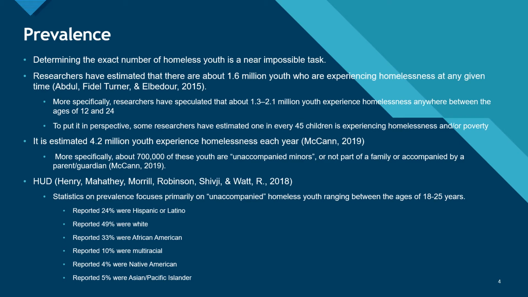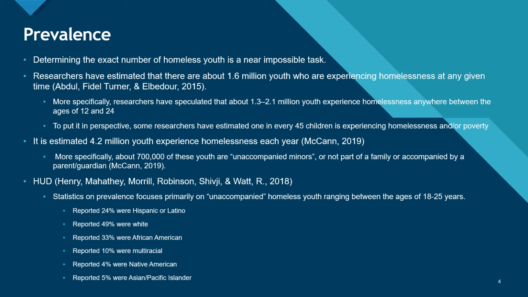HUD has a different perspective or a different definition of what homeless youth looks like. For HUD, homeless youth is considered those who are unaccompanied by a parent or guardian between the ages of 18 to 25 years. Unfortunately, this was the only source that I could find that would really depict a more specific demographic prevalence regarding homeless youth. For those who are 18 or younger, HUD tends to typically associate those with families as a whole.